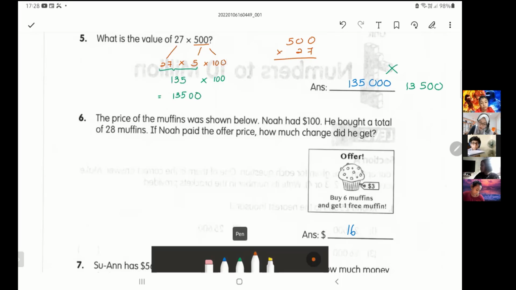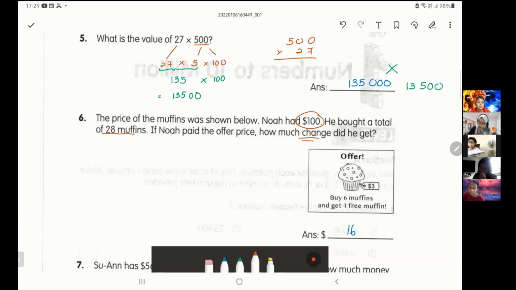The price of the muffins was shown below. Noah had $100. He bought a total of 28 muffins. If Noah paid the offer price, how much change did he get? The offer is this: buy 6 muffins, get 1 muffin for free.